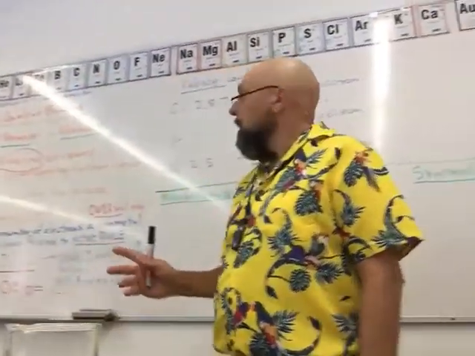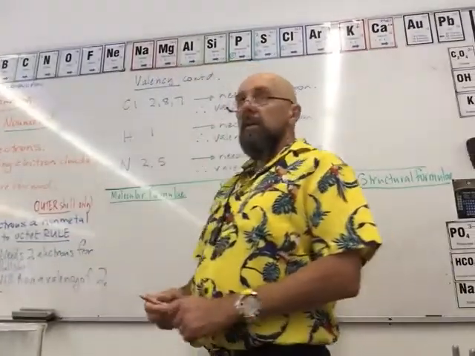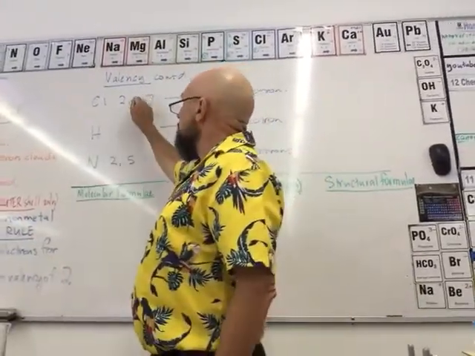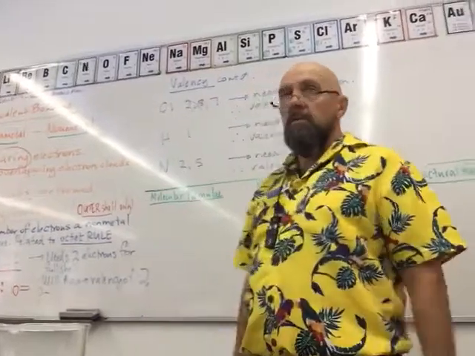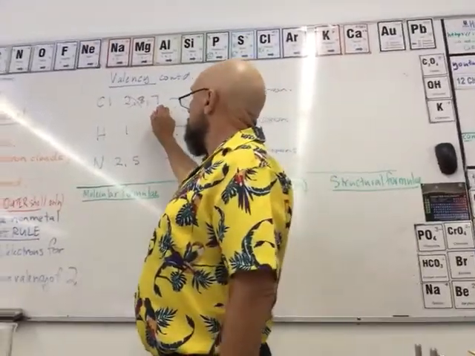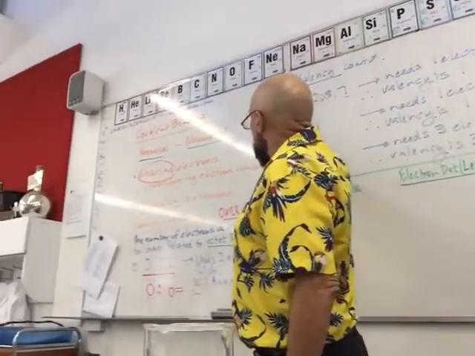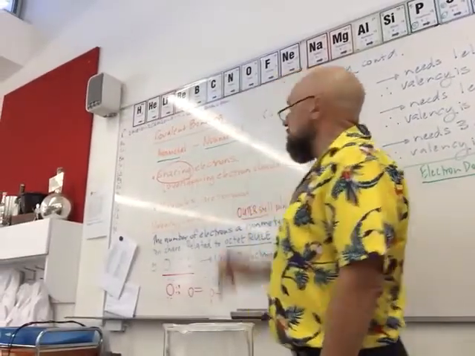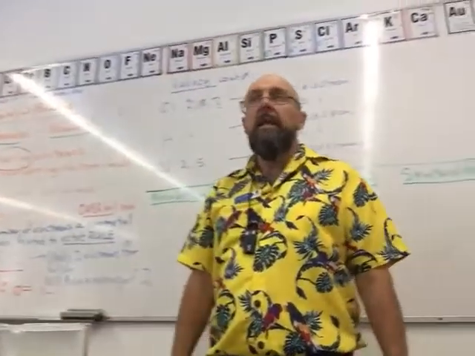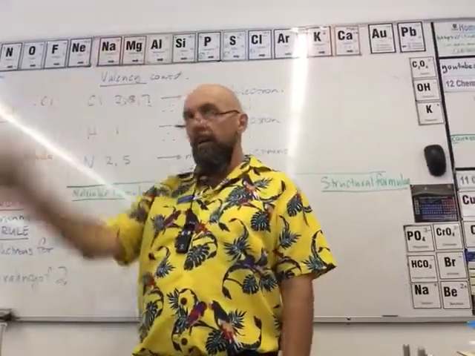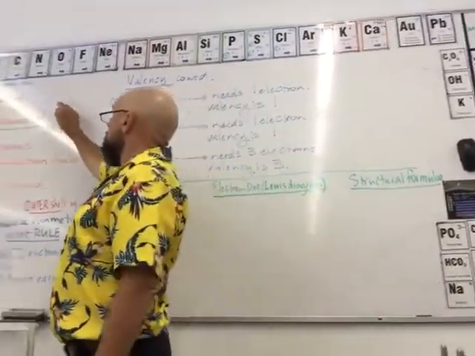Okay. Chlorine, the configuration is 2, 8, 7. These don't count for anything, they're just inner electrons. So if I am chlorine, and I have 1, 2, 3, 4, 5, 6, 7 electrons in the outer shell, how many do I need to get a filled outer shell? 1. Okay? So here it is. I'm going to give you 1.